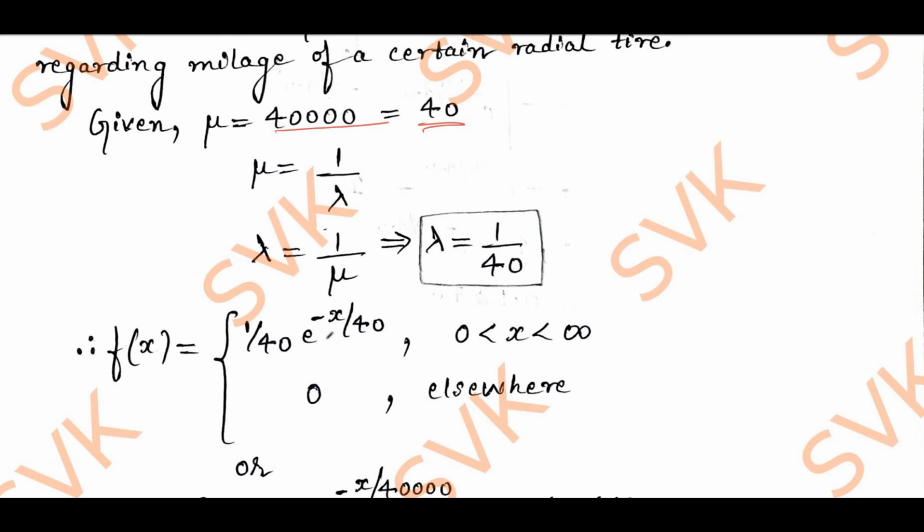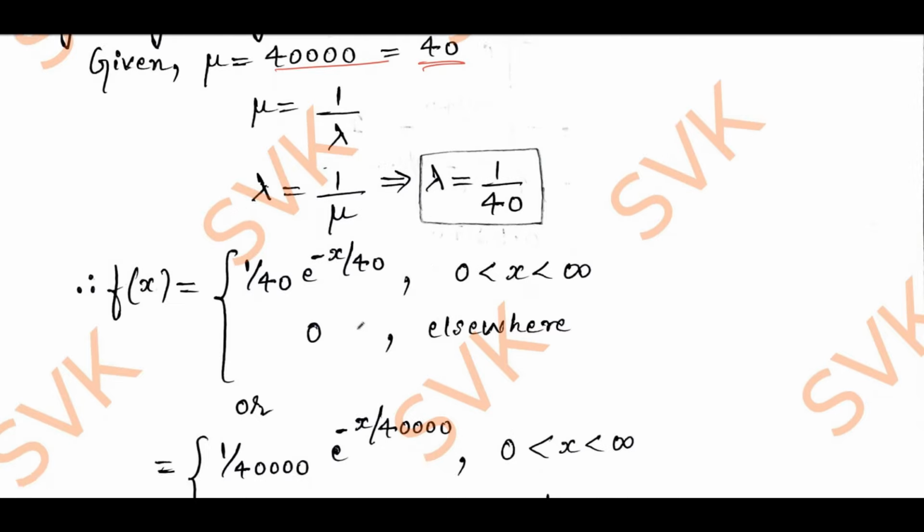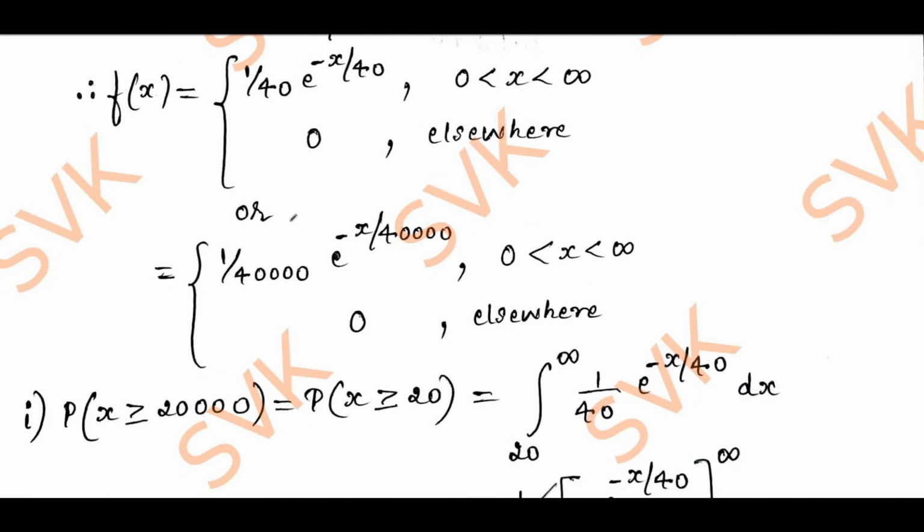As I discussed in the previous model question paper, f(x) equals lambda times e^(-lambda x). Substituting the value of lambda, we get f(x) as 1 by 40 e^(-x/40), where x ranges from 0 to infinity. If you are solving directly in terms of miles itself, you can go with 1 by 40,000 into e^(-x/40,000).